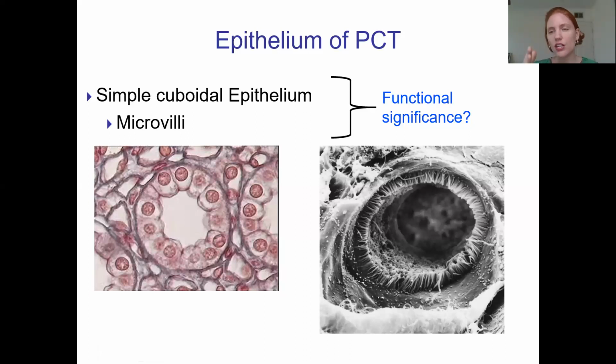So things like electrolytes that you need, sodium and potassium, those things you need, and lots of water. Most of the water will come back into the body. So that's the functional significance of those microvilli and the functional significance of the simple cuboidal epithelium.